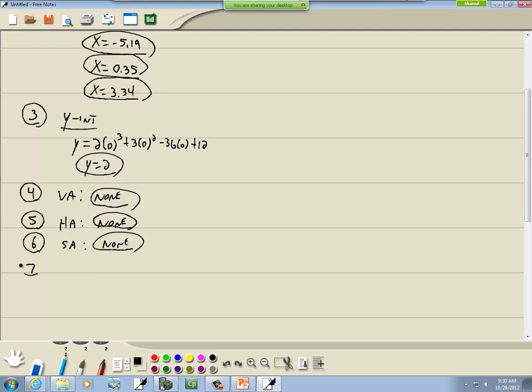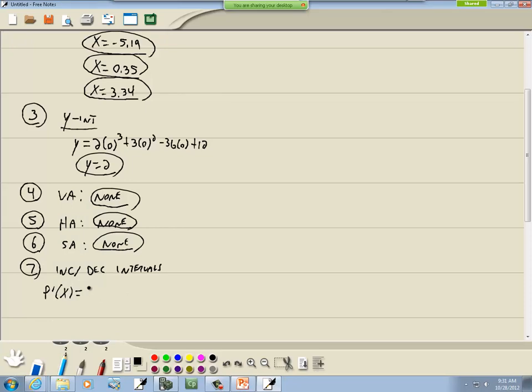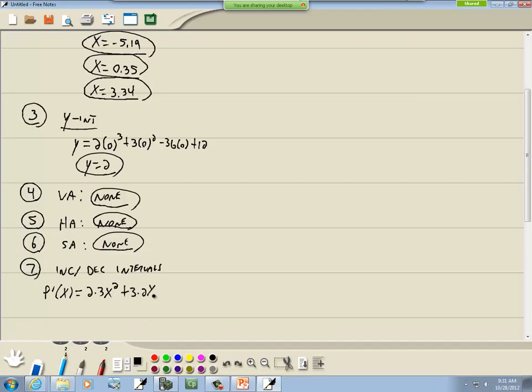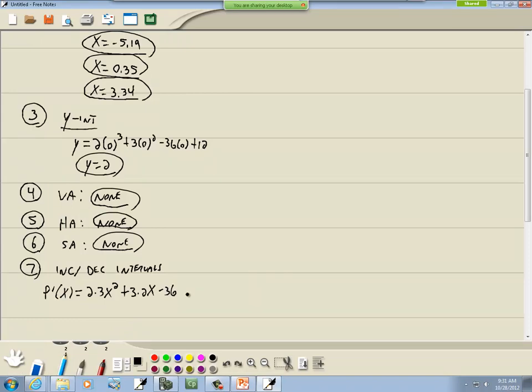Okay. Seventh thing we're going to find is increasing and decreasing intervals. Well, to find this, you have to find the first derivative. Take our power, put it out in front, lower our power by 1. So again, take our power, put it out in front, lower it by 1, plus 3 times 2x. Take your power, put it out front, lower it by 1, and negative 36x becomes negative 36, and then my 12 drops away. So that gives us 6x squared plus 6x minus 36.